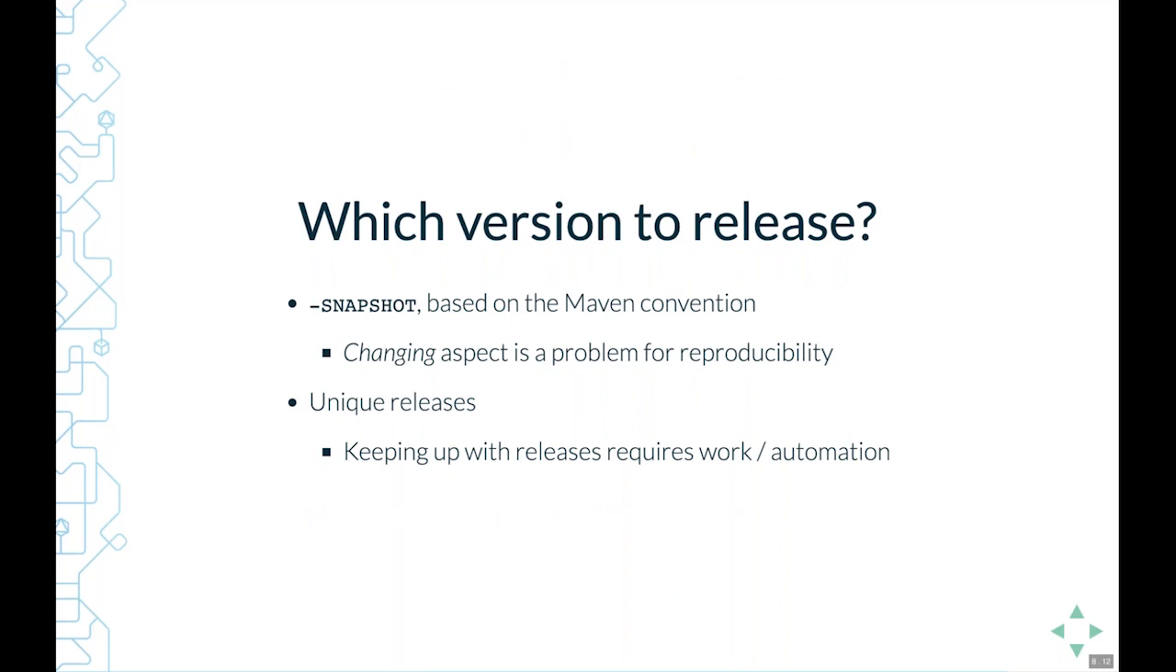The only thing, of course, is that for your consumer, you're effectively creating a changing dependency. So reproducibility will be a problem. You could decide to go with unique releases, but then, of course, you're creating work for your downstream consumers because they have to update the version. Whether it's automated or manual doesn't matter. The version needs to be updated.